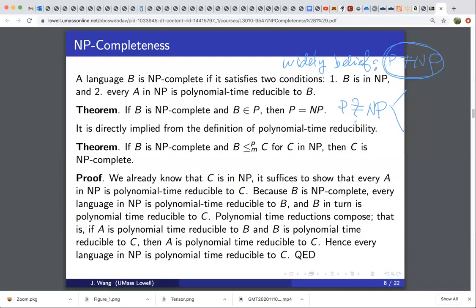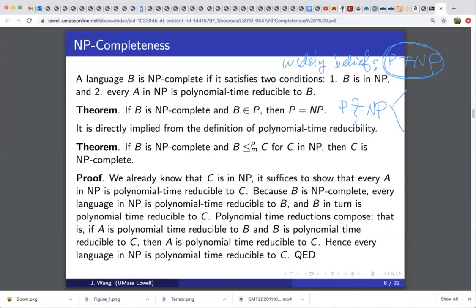Hence your test problems were easier because you are given a proof. You just need to verify whether that proof is correct or not. You don't need to construct a proof or find a proof. So that's another interpretation for this.